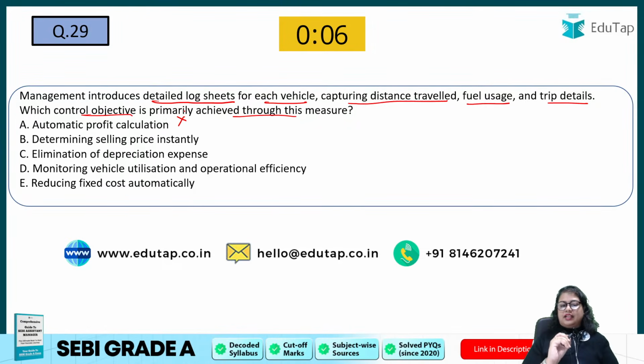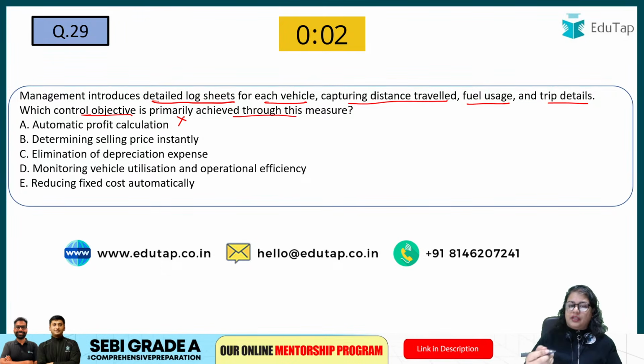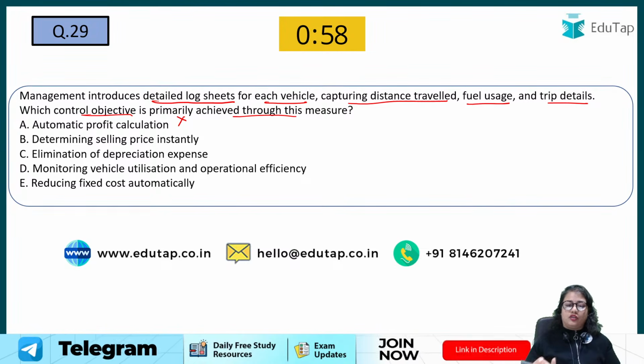Determining the selling price instantly. No, selling price cannot be calculated, because profit is not known, so it cannot be calculated, because there are so many indirect expenses also, such as road tax, insurance, that are not mentioned in the log sheet. So this is also incorrect.